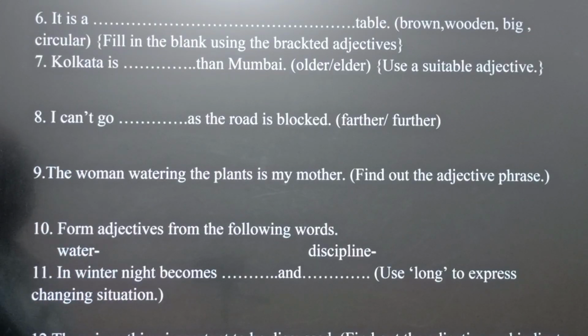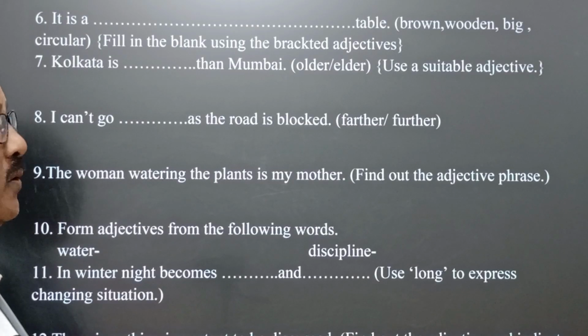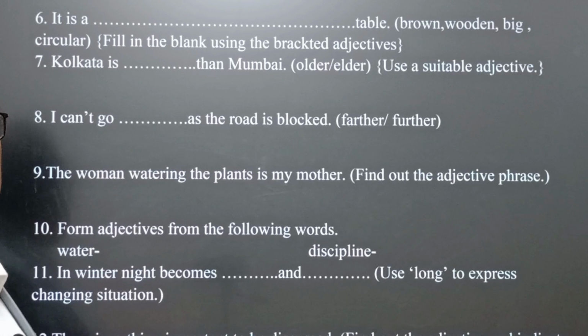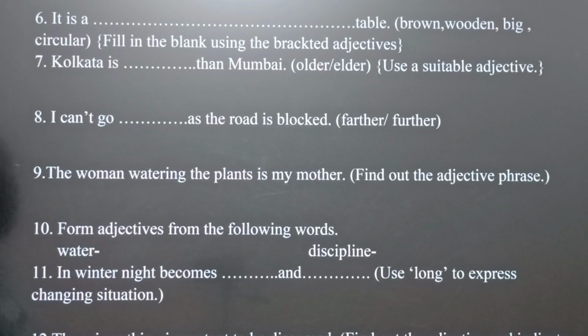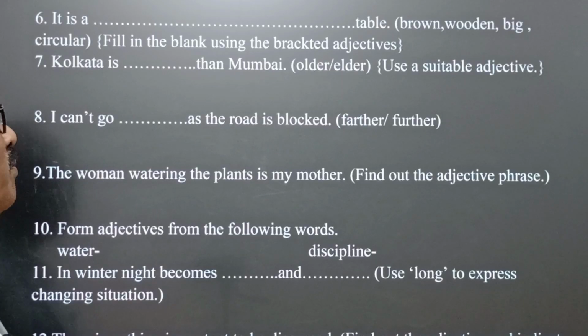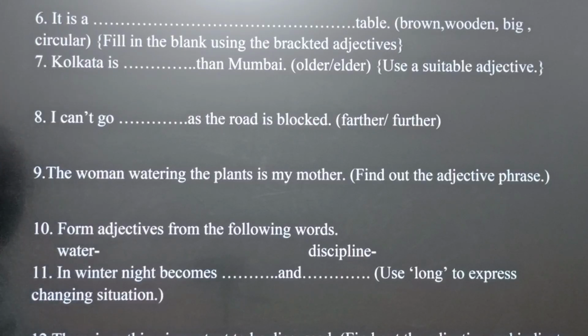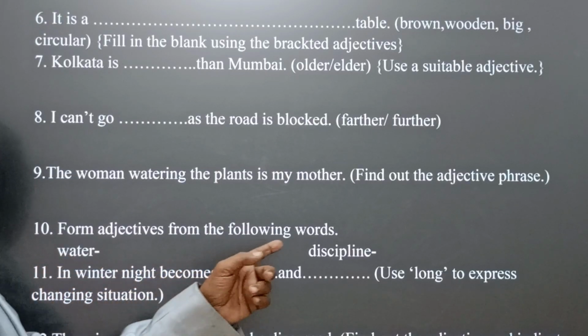Next, I can't go blank as the road is blocked. In the bracket, we have 2 adjectives: farther and further. It is your duty to find out the suitable word to fill in the blank. Number 9. The woman watering the plants is my mother. Find out the adjective phrase. Next, number 10. Form adjectives from the following words. We have water and discipline.